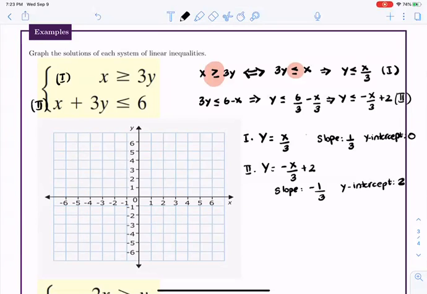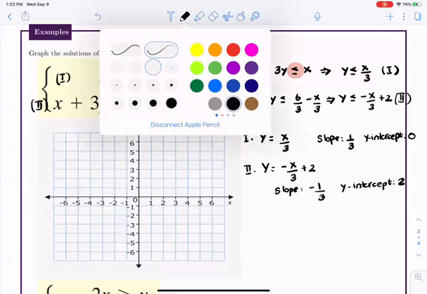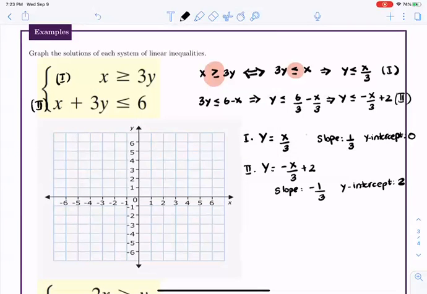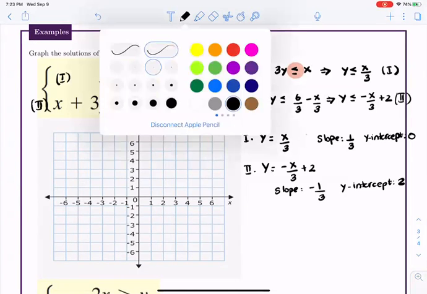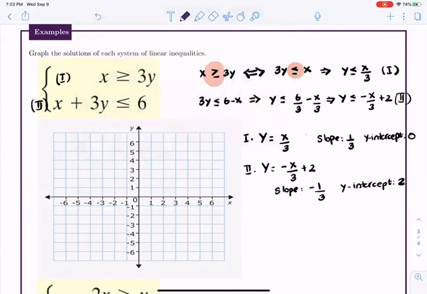We'll start with the first line. Well, the y-intercept is 0, so that part's easy, and I have less than or equal to and greater than or equal to, so I'll just go with the solid line. And if I plug in 3, I'm going to get 1. So that would be my first line.